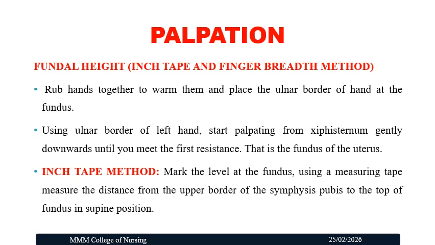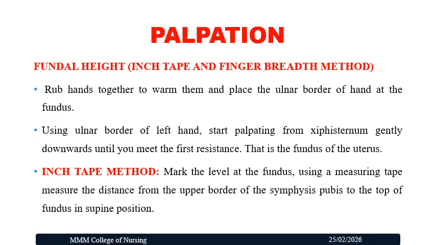Before we touch the abdomen of the mother, warm up the hands by rubbing both hands together and place the ulnar border of the hand at the fundus. Using the ulnar border of the left hand, start palpating from the xiphisternum and gently walk downwards towards the umbilicus to find the resistance of the uterus. Once you find the resistance of the uterus, place the left hand there, and the left hand should not be taken out of the abdomen.